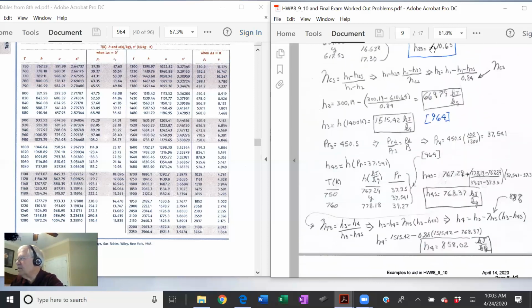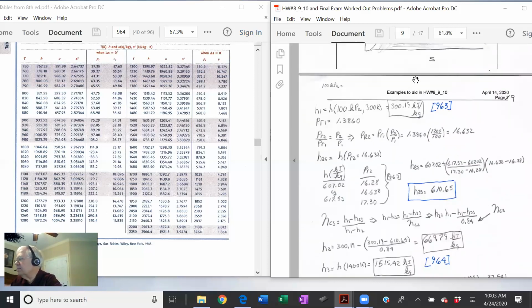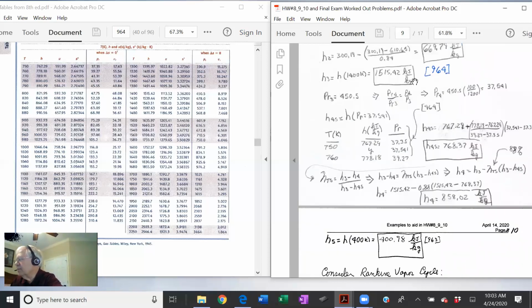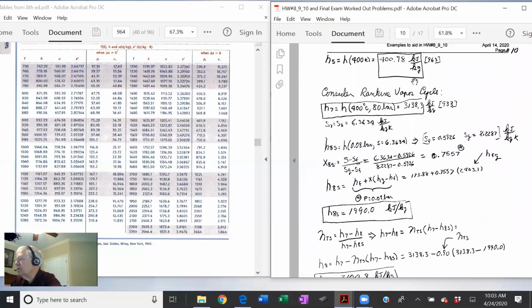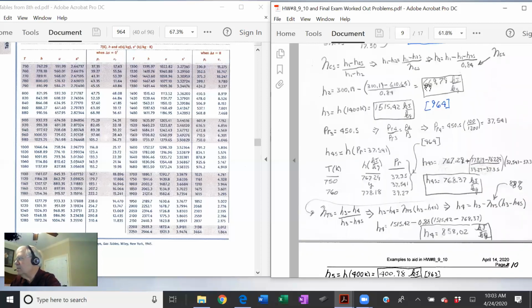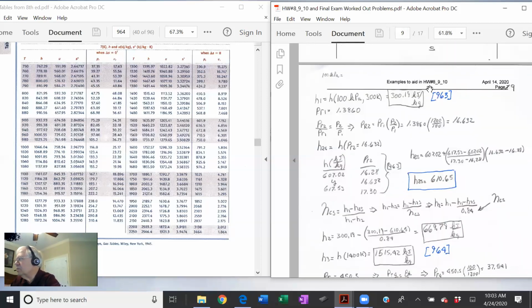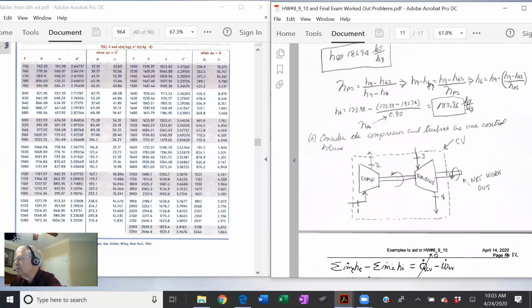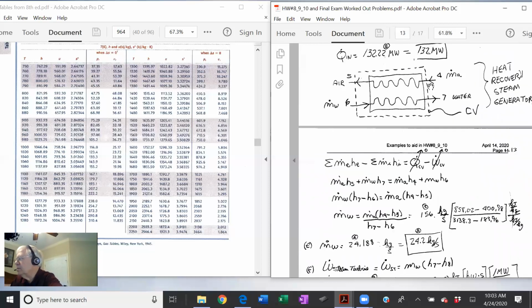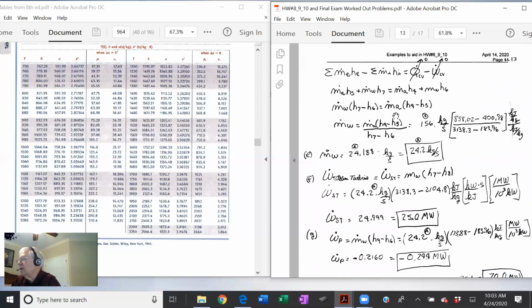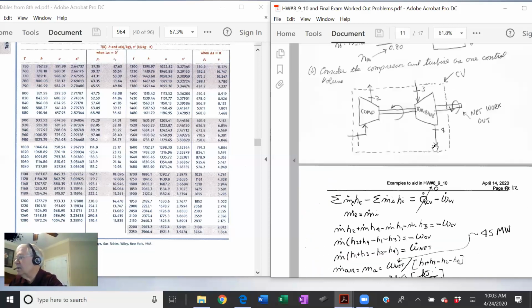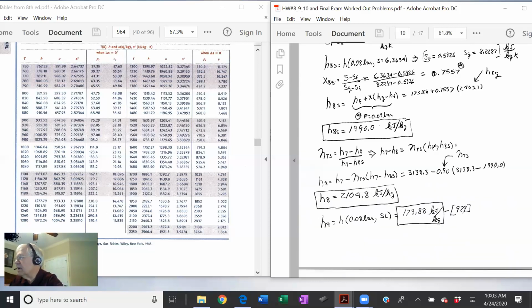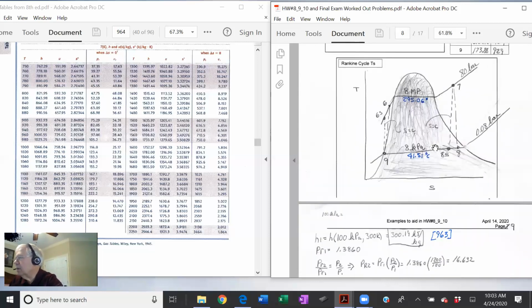So I've got a lot of the same numbers. Now I missed this a little bit. I meant them to be the same, but I had an error. When did I come out with a mass flow of the water? I came out with 24.2 kilograms per second. I meant for it to come out the same as the Rankine cycle alone in the first problem.